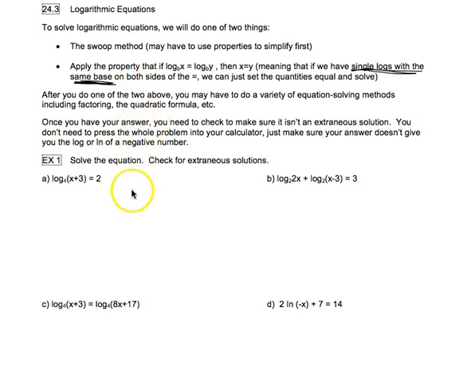So once you have an answer, we do need to check to make sure it isn't an extraneous solution. And an extraneous solution means a solution that doesn't work. You can press the whole problem into your calculator to check it. That's fine, but you don't have to. Really, the only time we get extraneous solutions is if we're trying to take a log of a negative number. So if our input is negative, then that means that it's extraneous.